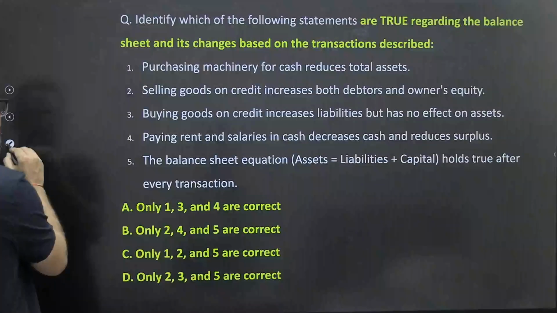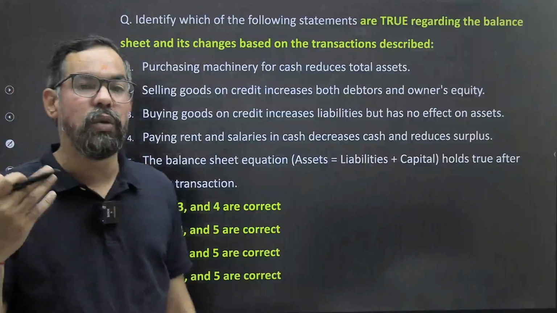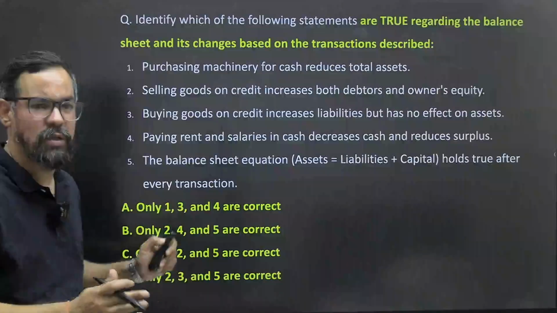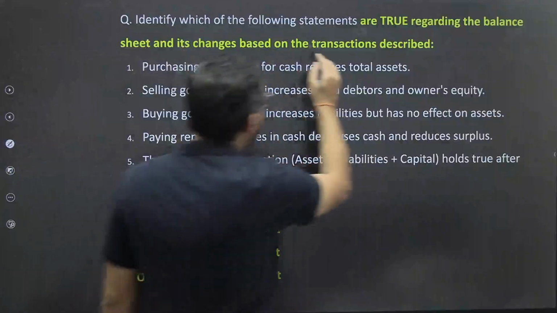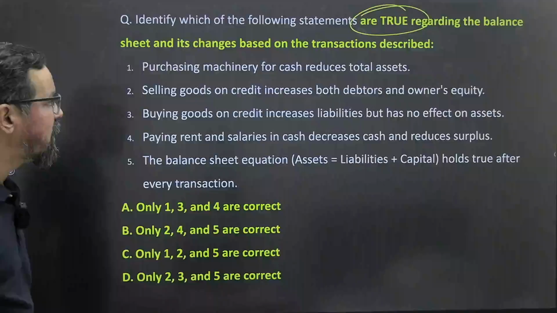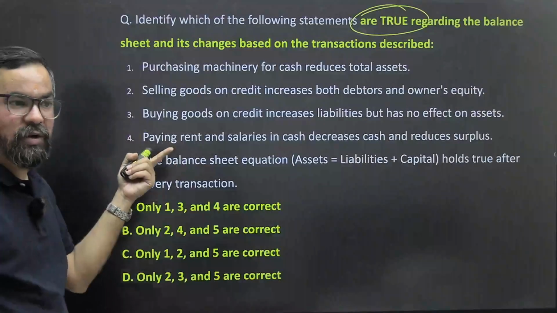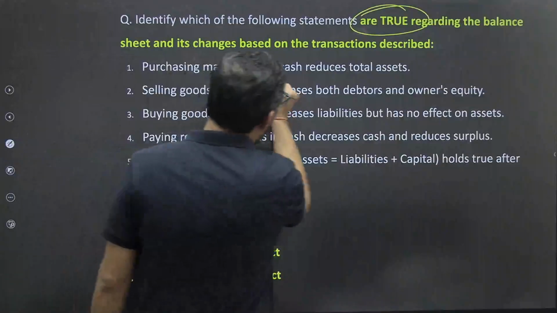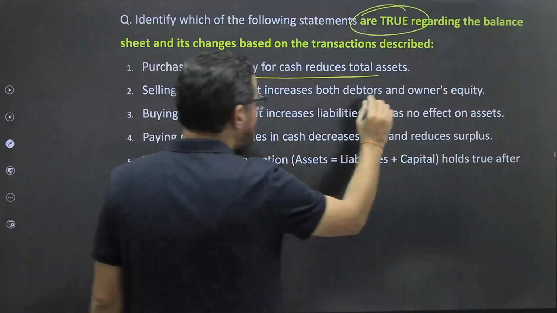The question can be around how those entries will change the balance sheet. We'll practice after this. Sometimes they also ask statement based questions. Identify which of the following statements are true regarding the balance sheet and its changes based on the transactions described. This is an application based question, or the same question can be in numerical form also. Purchase of machinery for cash reduces total assets? No, it won't reduce total assets.